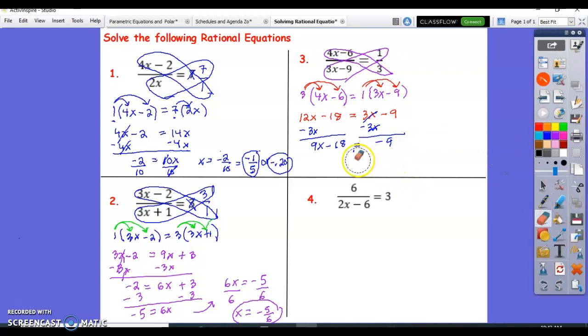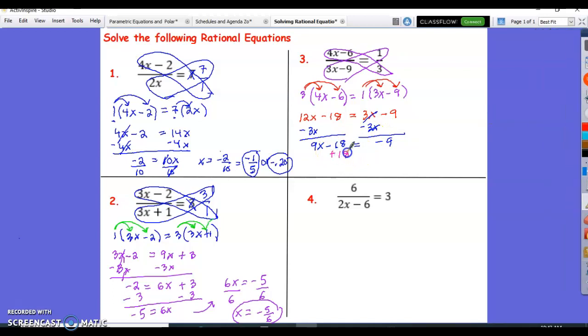Now you have that new equation. What we can do next is add 18 on both sides because we're isolating our variable. So this canceled out. You got 9x equals 9, and that's a one-step equation. You have 9x equals 9. Divide both sides by 9 since we are solving for x. Your x is equal to 1.